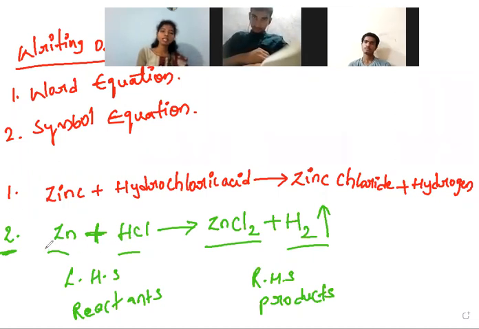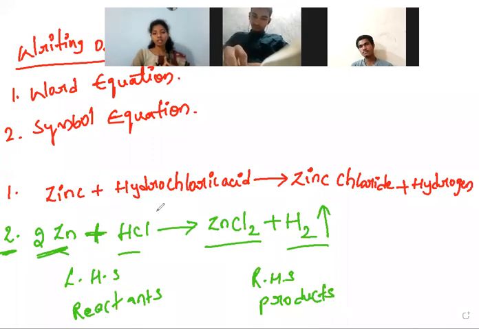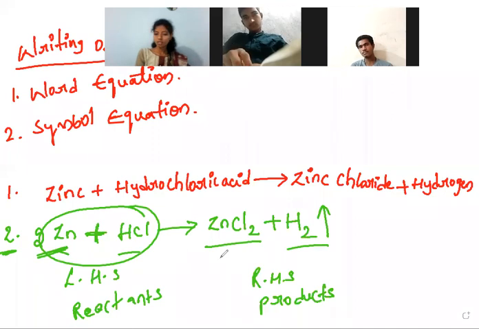For example, if I take 2 before zinc, this 2 belongs only to zinc, not to HCl, because zinc is separate and HCl is a separate formula. To show the different formulas in a chemical equation, we use a plus sign. The arrow tail always shows the reactant part and the arrow head always shows the product part. LHS is the reactants, RHS is the products. When the reactants react in a chemical equation, only then will the products be formed. Without reaction between these, the products will not form.